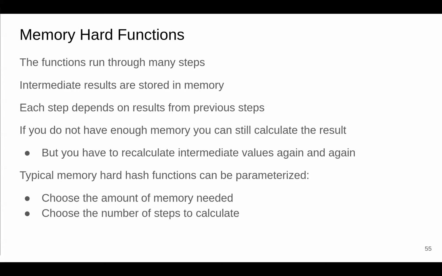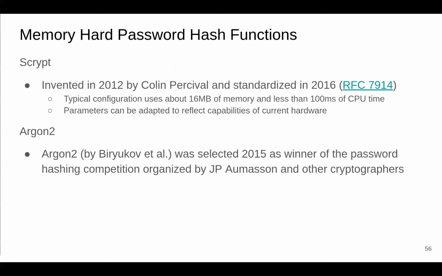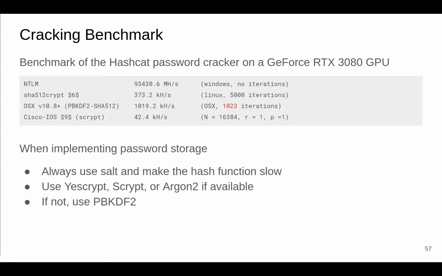For memory hard functions, you can usually parameterize how much memory it should need and the number of steps to calculate it from. Two well-known memory hard functions are scrypt, which was standardized in 2016. The typical configuration uses about 16 megabytes of memory and around 100 milliseconds of compute. Or Argon2, which was a winner of a recent competition to find new approaches.